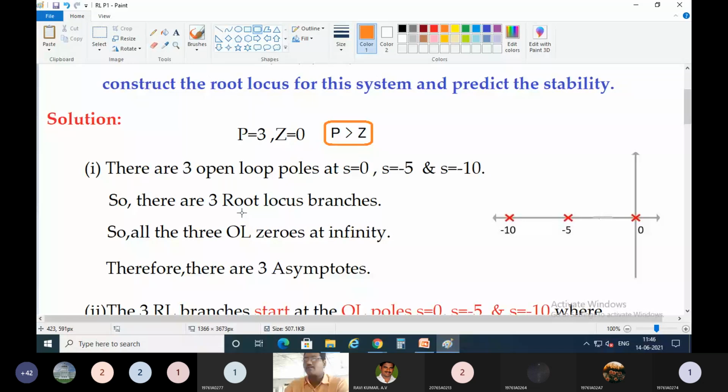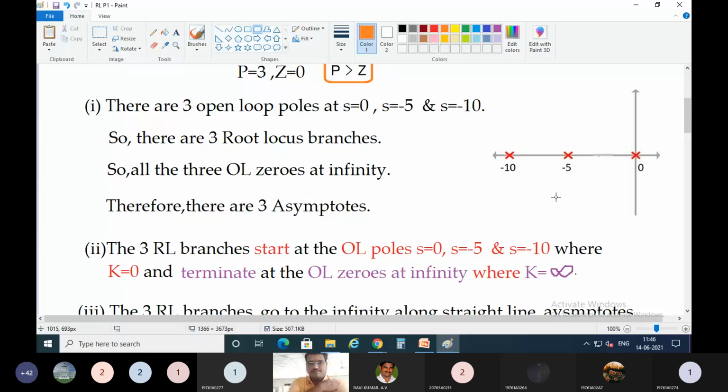Where are they going to start, and where are they going to terminate? You can note that the 3 root locus branches start at the open loop poles: S is equal to 0, S is equal to -5, S is equal to -10. So the root locus branches start at these 3 poles.